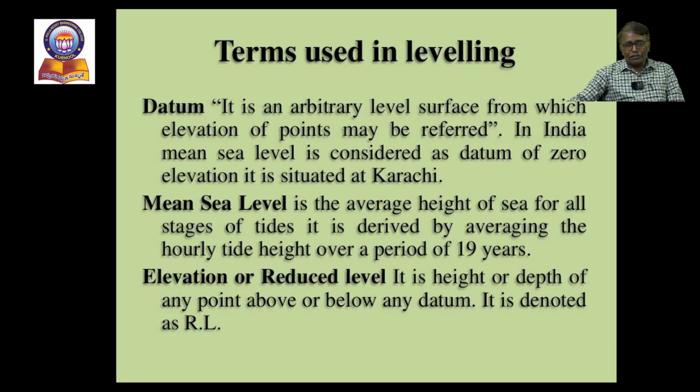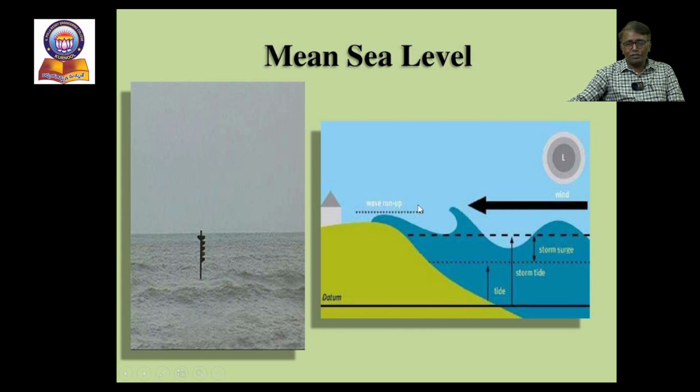Next definitions, mean sea level has been obtained like this one. So by studying the sea level on an average of 19 years, every hour the value is taken. So based on that one, the zero value is fixed. That is, this is the datum line. Datum line is fixed here.